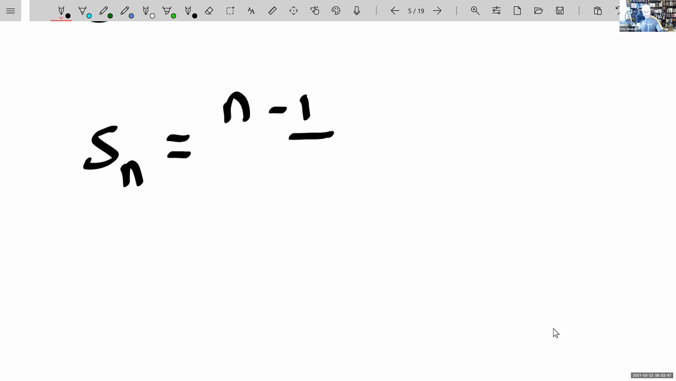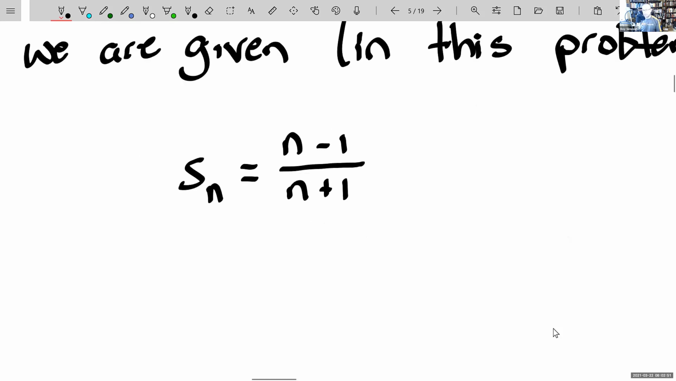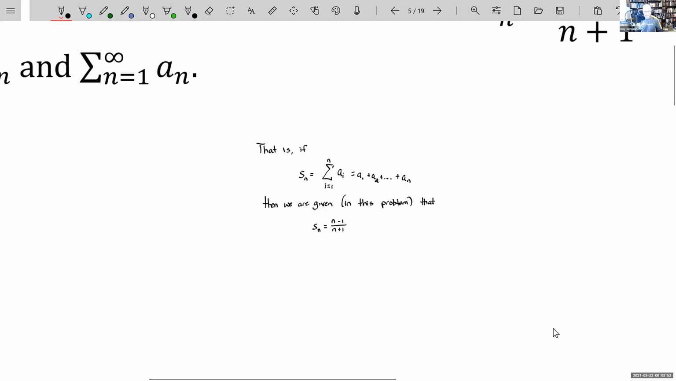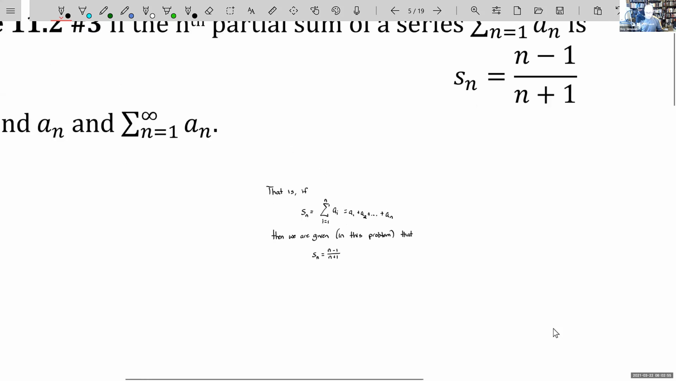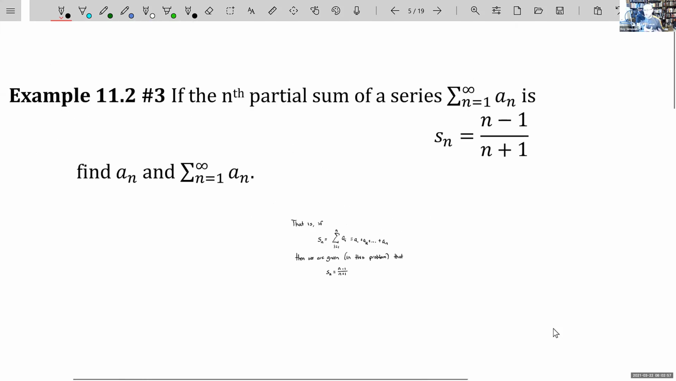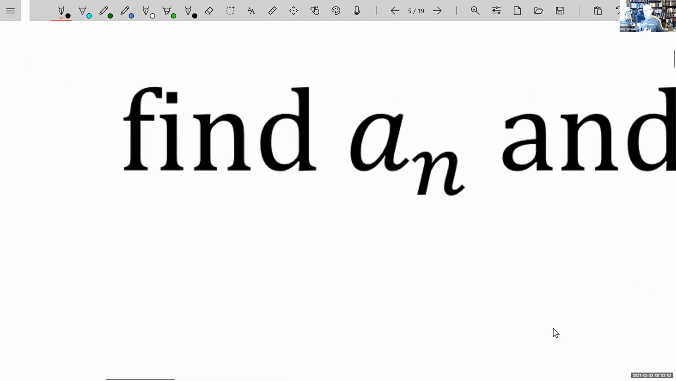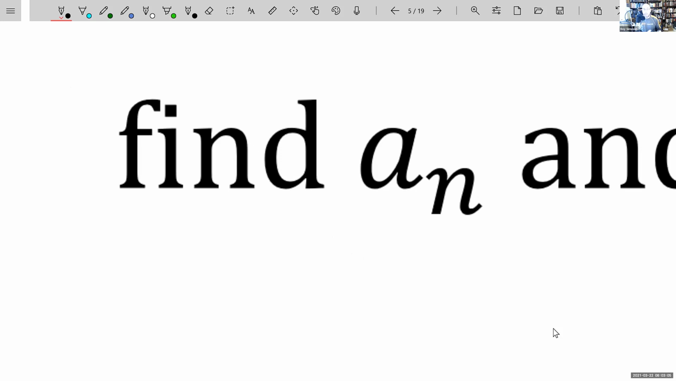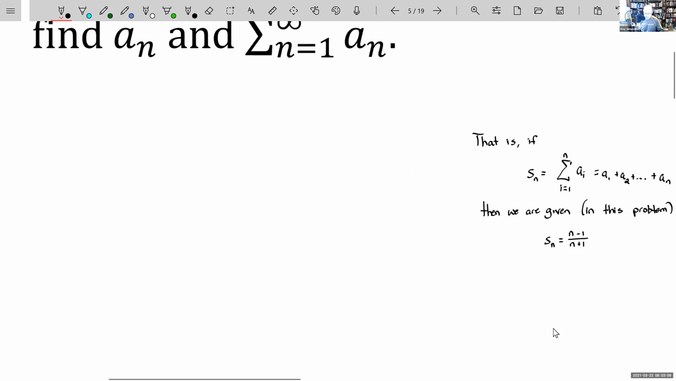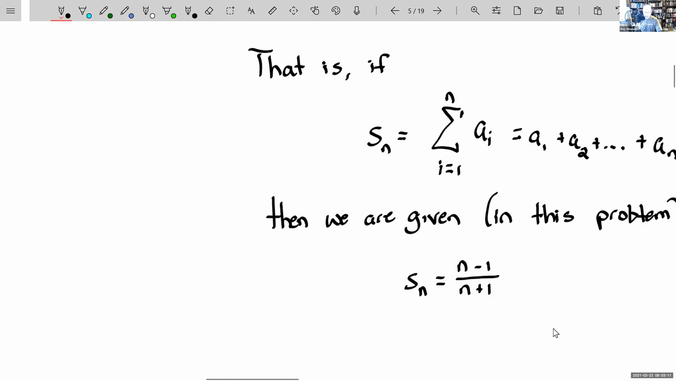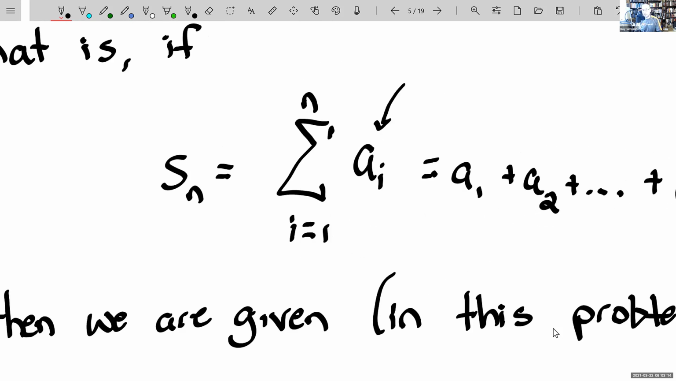N minus 1 over n plus 1. And we giggle in delight because that saves us a ton of work. Well, what do they want? If they've already given us what the nth partial sum is, what else could they want? Well, they say we need to find a sub n. What is the base sequence? Notice they didn't give us the base sequence. This guy right here, they didn't give us that base sequence.